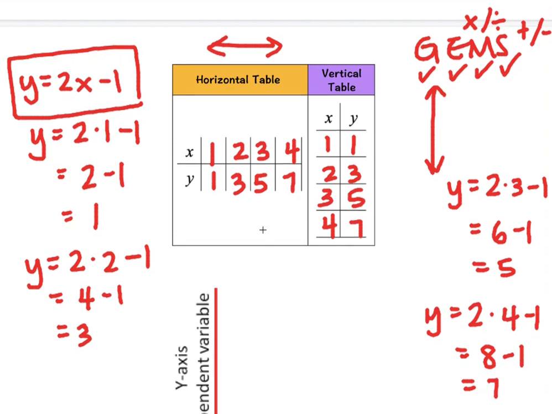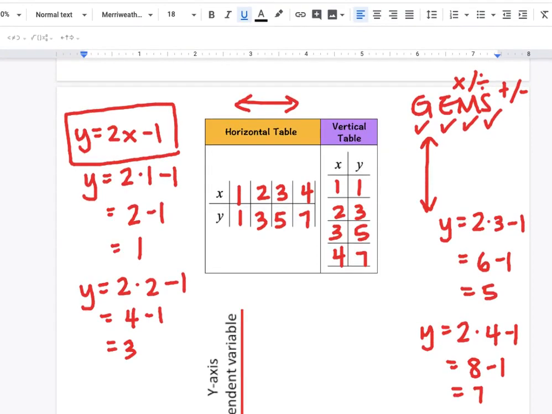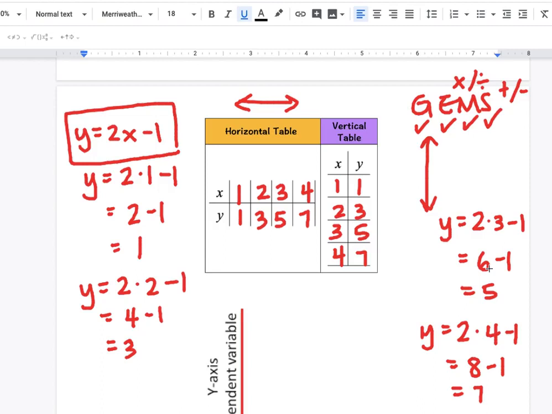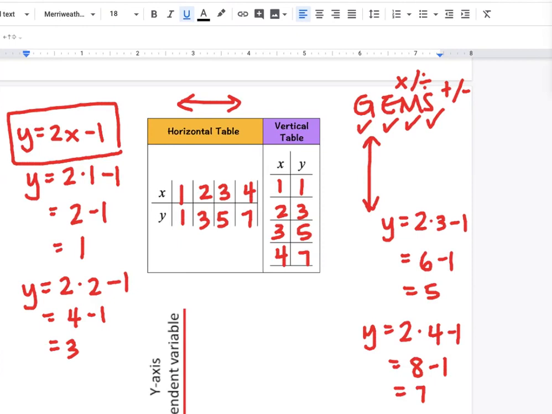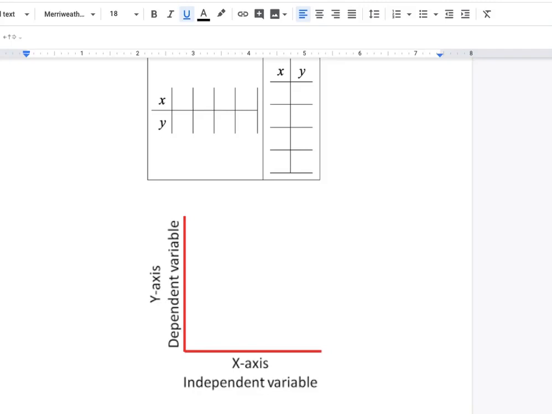Now, the last part to this is when we would change this into a graph. Okay? So now that we have these values, we're going to now put them into a graph. So again, this is what our table looked like.